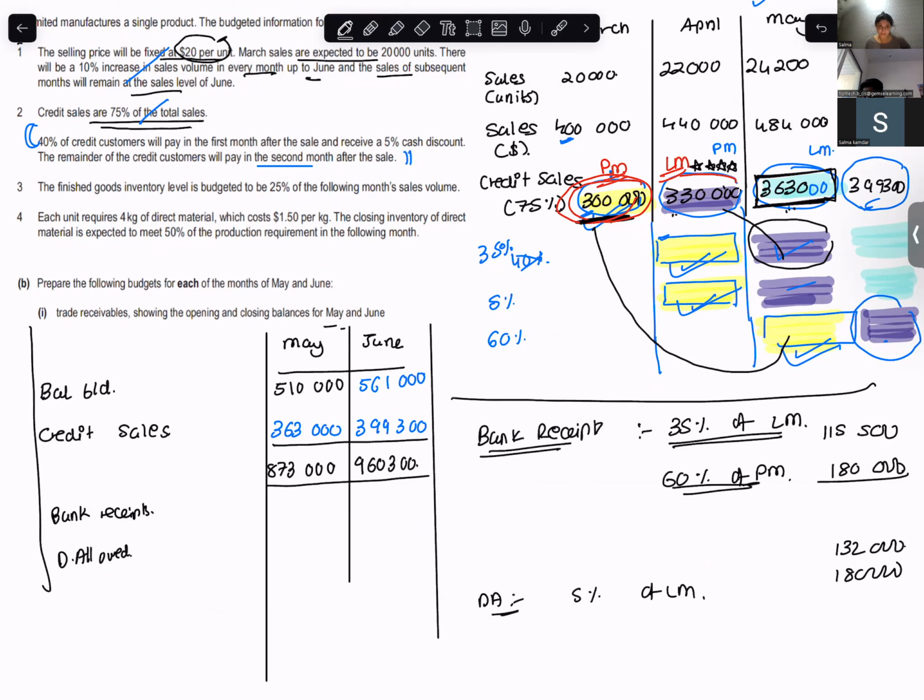That's right. Just understand this properly. You are going to get a discount on this. Whenever you receive this 40%, from that you will give 5% cash discount. So what you will receive is 125,400 plus 180,000. So this is 305,400.